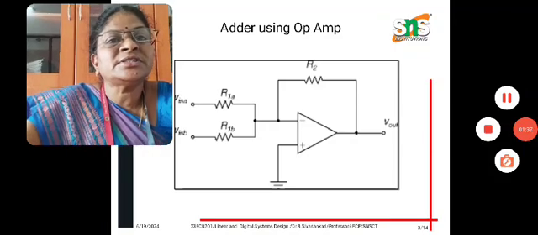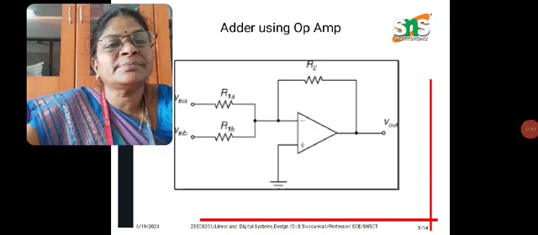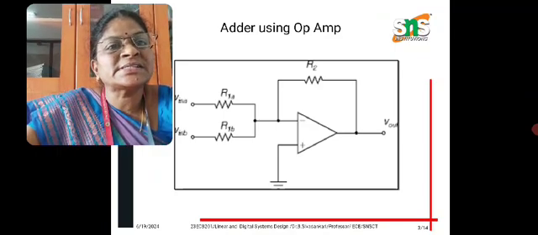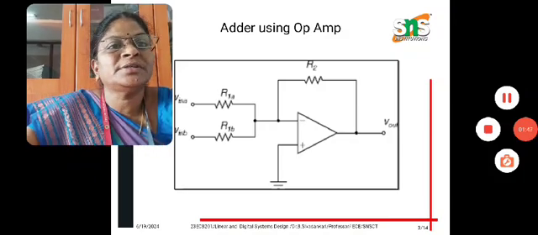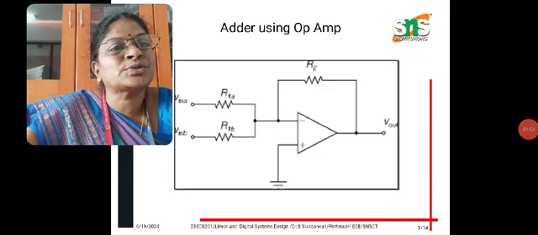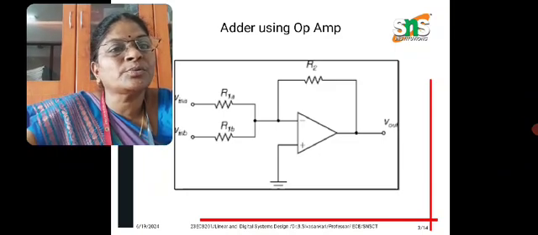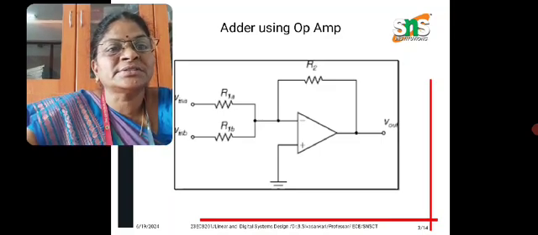So at this inverting input terminal, we are giving two voltages, V in A and V in B, with two input resistances R1A and R1B. As usual, we have a feedback resistance R2, and V out is our output voltage, and the non-inverting terminal is grounded here.